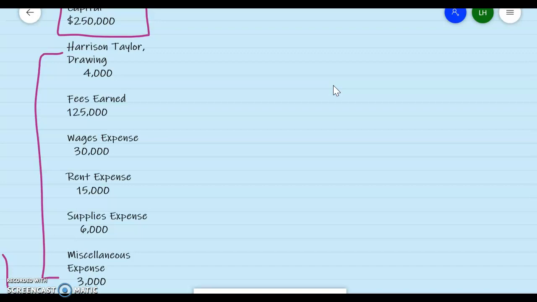So you close your revenue, and this will be hard for me to do just because this is not the pen that I typically use for this. So just bear with me on the entries. I'll write as neat as I can.